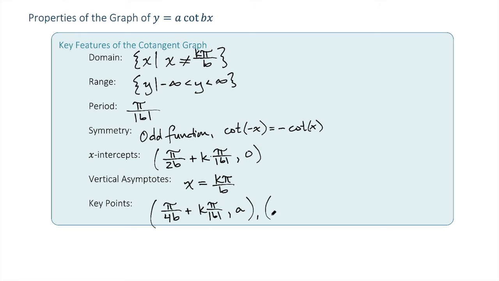We also had a key point at 3pi over 4b plus any multiple of the period, and the y-coordinate was negative a. These key points I find easiest to find by simply finding the point halfway between the center, the x-intercept, and the asymptotes.